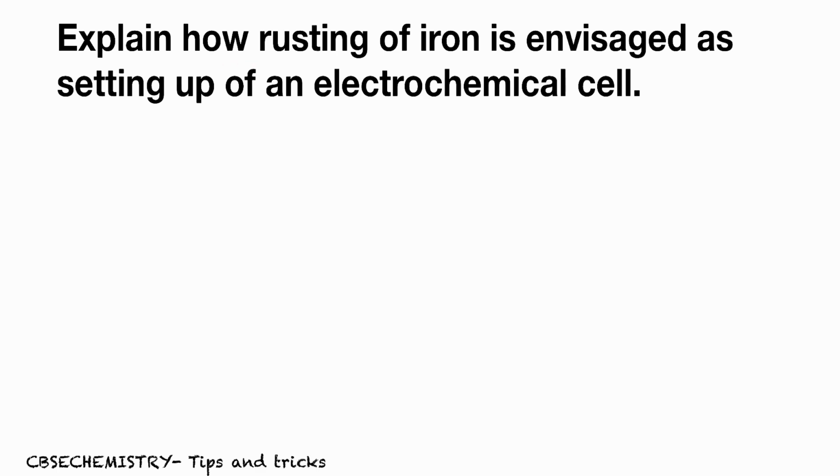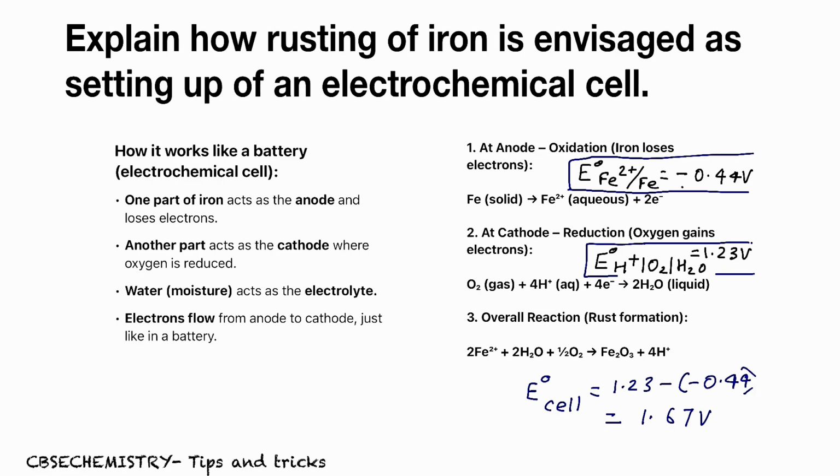Explain how rusting of iron is envisaged as setting up of an electrochemical cell. For understanding, consider a material which is made up of iron and it is exposed to the atmosphere. The atmosphere contains moisture and so on. Now, a spot on the iron surface acts as the anode.